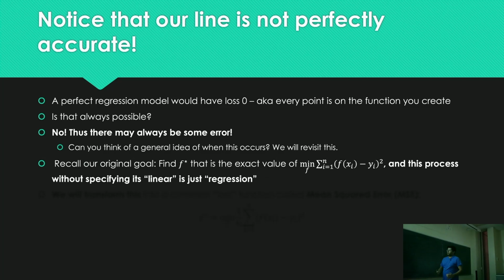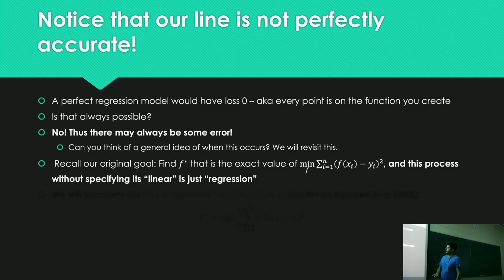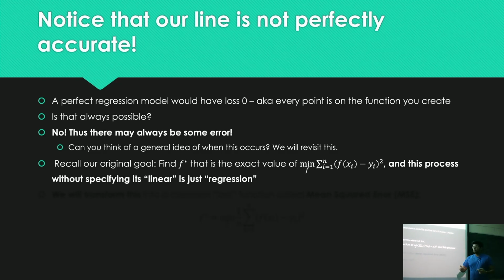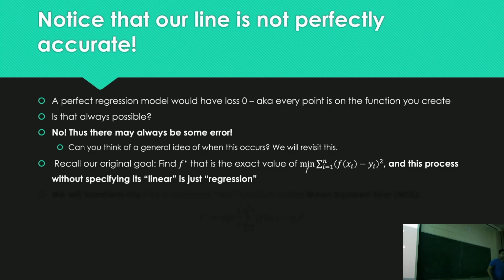Remember that we're trying to find some function f star that is the exact function that minimizes the sum of the squares of residuals. This notation means you're minimizing over all functions f the sum of the residuals squared. Note that I didn't specify here that f has to be linear. So for the rest of this talk, just think of it as regression, because it doesn't have to be linear. We'll get into more details about that later on.